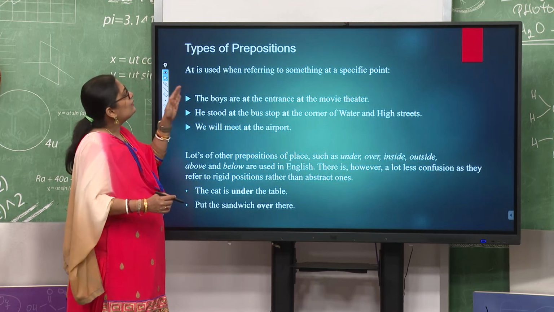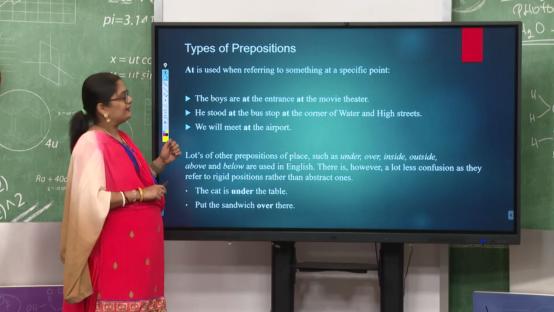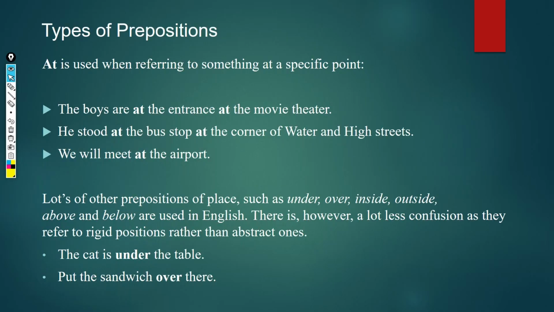Now, at is used when referring to something at a specific point. How? Let us see. The boys are at the entrance at the movie theatre. He stood at the bus stop at the corner of Water and High Streets. We will meet at the airport. So, how is the word at used as a preposition? At the entrance, at the bus stop, at the airport. Children, you need to pay particular attention to the examples. So, make it a point to note it down.